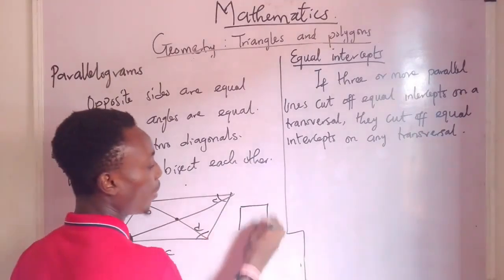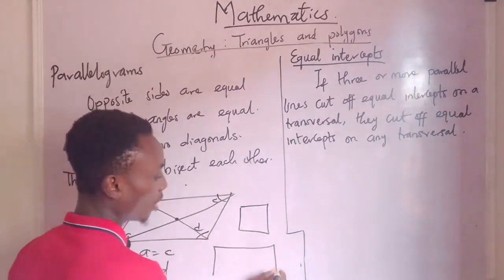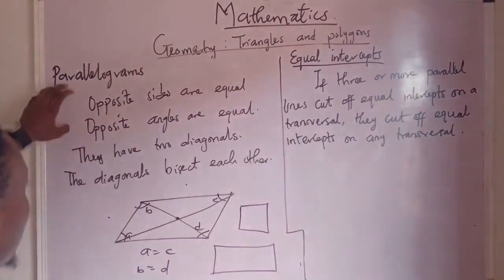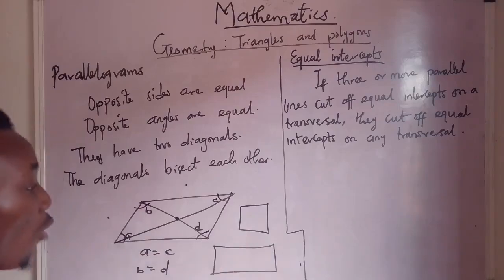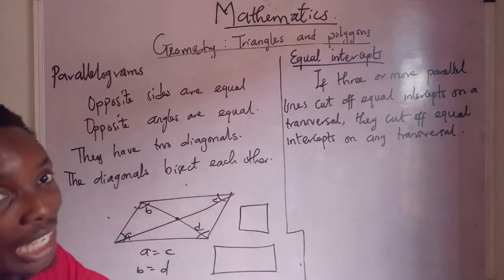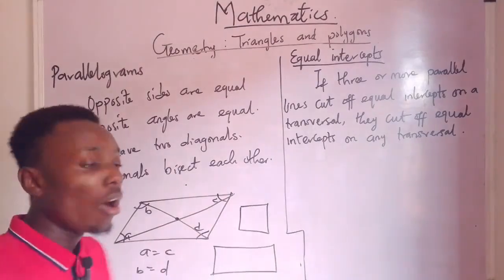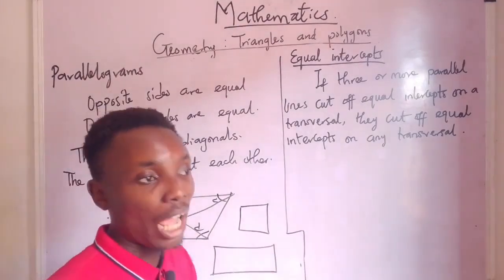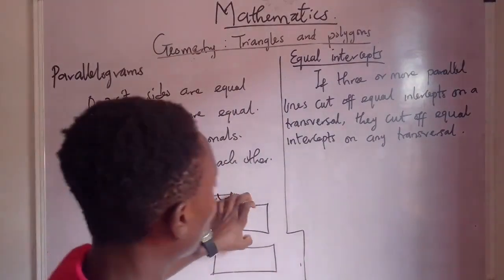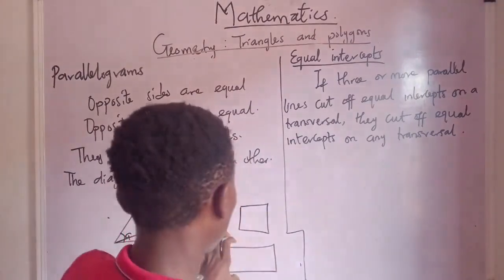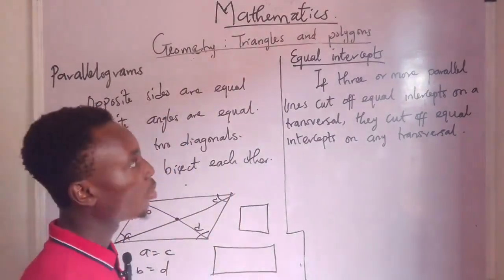Your square is actually a parallelogram and your rectangle is also a parallelogram. So these laws that are written here apply to your square and your rectangle. Of course, your square has extra laws added to it. For example, in your square, all sides are equal and all angles are equal, unlike your normal parallelogram. But take note, your square is a parallelogram and your rectangle is also a parallelogram.